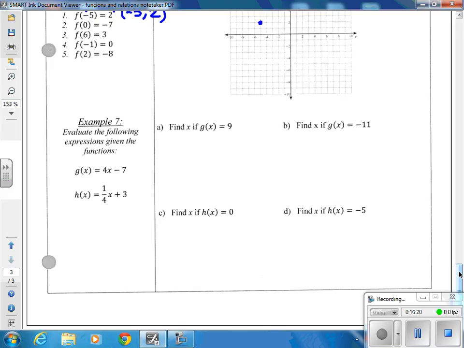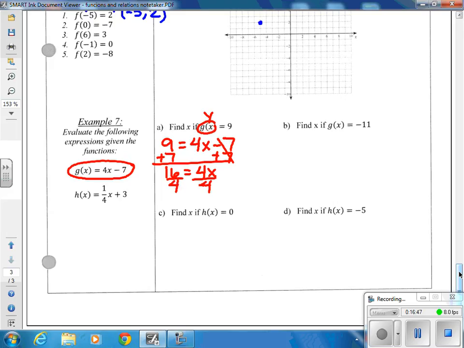So for letter A, it wants us to find x if g of x equals 9. G of x is the same thing as the letter y. Go to the g of x function right here, and that's the one you're going to use. So we're going to stick in the g of x spot the number 9, and that equals 4x minus 7. And now we have to solve it based on our equation skills. So we have to add 7. You've got 16 equals 4x. Divide by 4. And you're going to find out that the x value is 4. So when g of x is 9, then the value of x has to be 4.